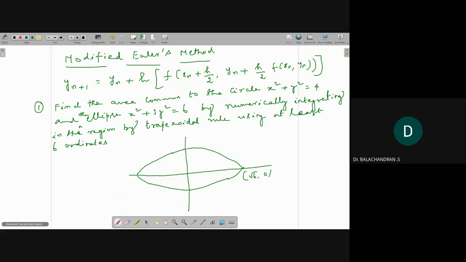Okay, and this point is when x is equal to 0, 3y square equals 6. So y square equals 2, y equals plus or minus root 2. So this is 0, comma root 2.